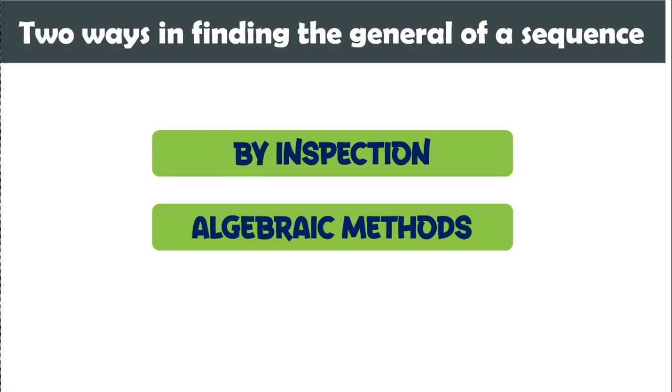So there are two ways in which we can find the general rule of a sequence. Number one is by inspection. Number two is using the algebraic methods. So let's have an example in which we are going to find the general rule of a sequence.